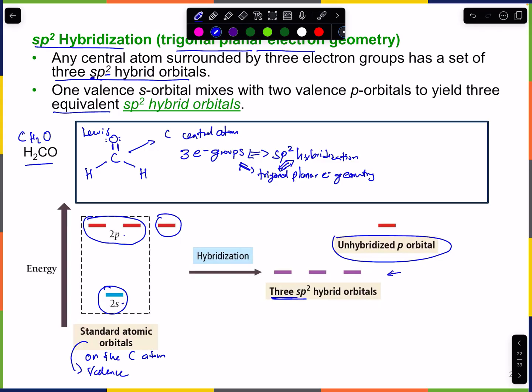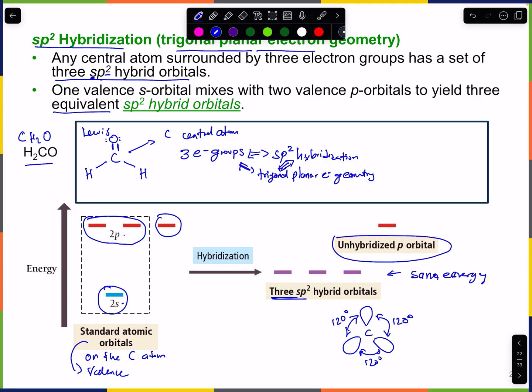Again, note here that they have the same energy. Since these orbitals will be in agreement with the electron geometry, the corresponding representation will be, in this case for carbon, carbon having those 3 sp2 orbitals, right? Making this angle of 120 degrees. Each one of these is representing 1 sp2 orbital. It has the trigonal planar geometry.